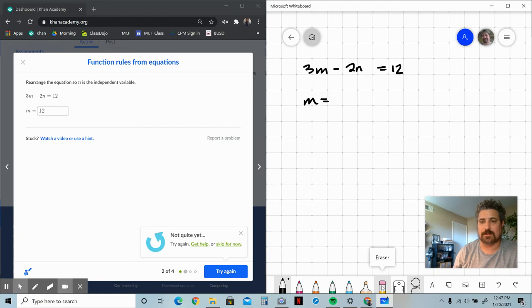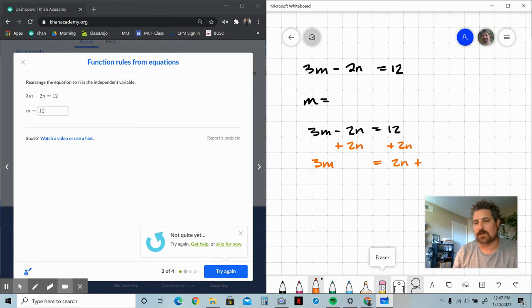All right, let's go through and do it properly then. So we have 3m minus 2n is equal to 12. You want to get the m's by themselves. So how do you undo minus 2n? We add 2n to both sides. You notice these are not like terms, so you can't combine them. So what you get is 3m is now equal to 2n plus 12.